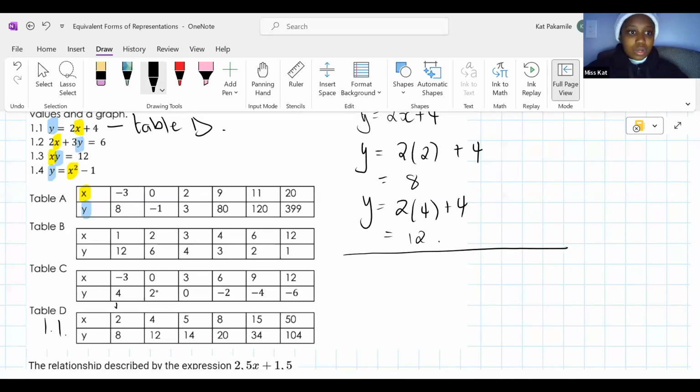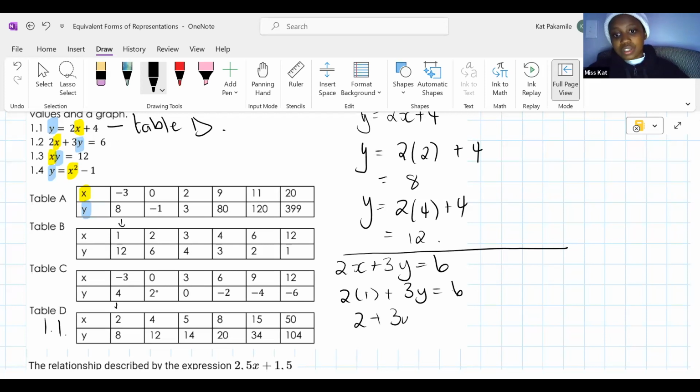1.2 says 2 times x plus 3 times y is equal to 6. Now let's substitute an input of 1. So 2 times 1 plus 3y is equal to 6. We have learned how to solve for y. Who's going to tell me how I'm going to solve for y? If I have 2 plus 3y equals 6, can I have someone solve for y for me?